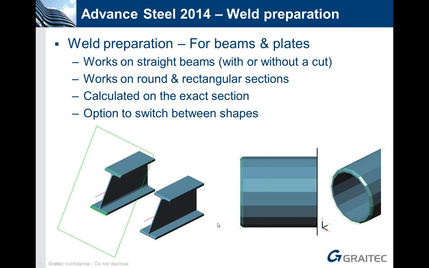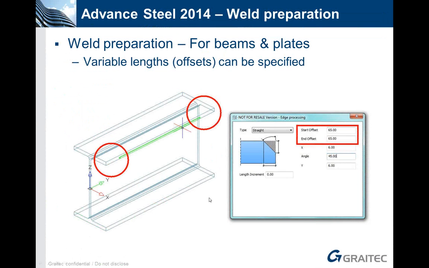It's calculated on the exact section, so it takes in consideration the corners, and there is a possibility to switch between the shapes. Also, we added the possibility for this weld preparation to give an offset, so you can no longer only create a weld preparation along the entire flange, but you can also give an offset at the start and at the end to specify a variable length for the weld preparation on the beam or on the plate.